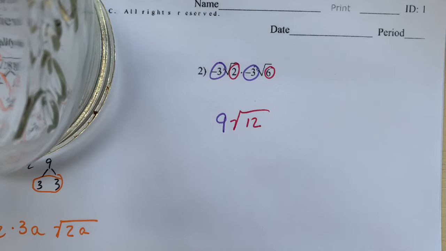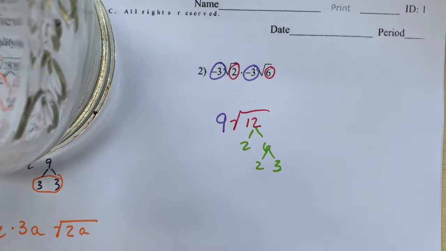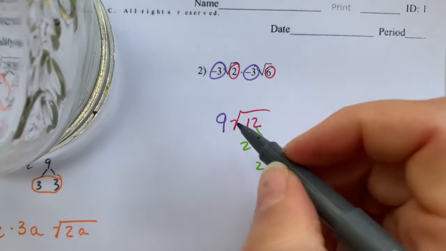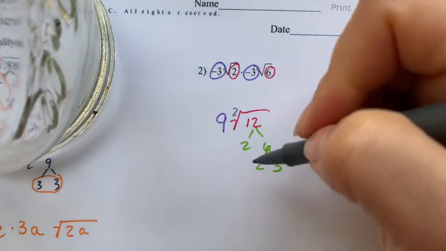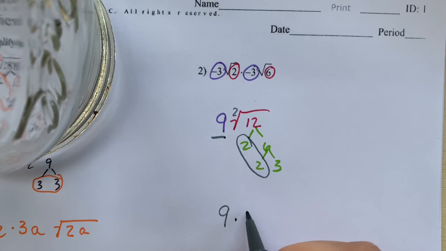We have to see if we can take anything out. So 12 is an even number. So I have 2 and 6, 2 and 3. Remember that when there's not a number in front of my radical, it's a 2. So I'm going to circle groups of 2. So what that means is that I will have this 9 times what I circled, 2, square root of whatever's left over, 3. The last thing to do is multiply 9 times 2. 9 times 2 is 18, square root of 3, and that's my answer.